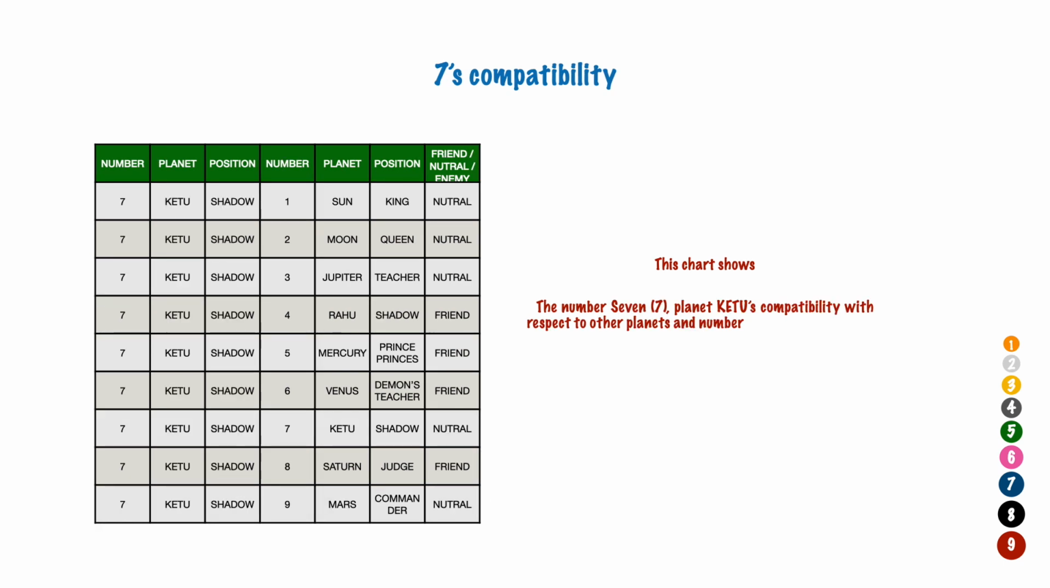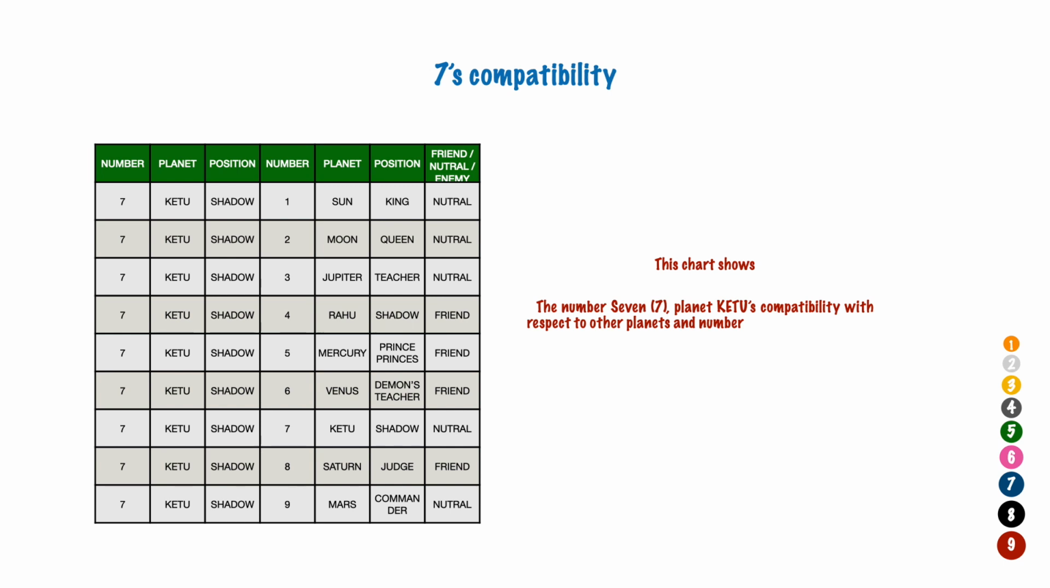Number 7 is the Ketu, shadow person, with number 1, Sun, the king, neutral. Number 7 Ketu, shadow person, with number 2, Moon or queen, neutral. Number 7 with number 3, neutral. Number 7 with number 4, they are friend. Number 7 with number 5, Mercury, the so-called prince or princess, friend. Number 7 Ketu with number 6, Venus, demon's friends, they are also friend.